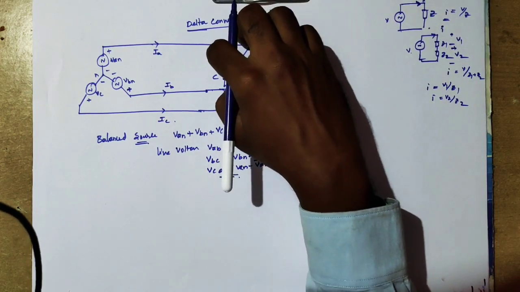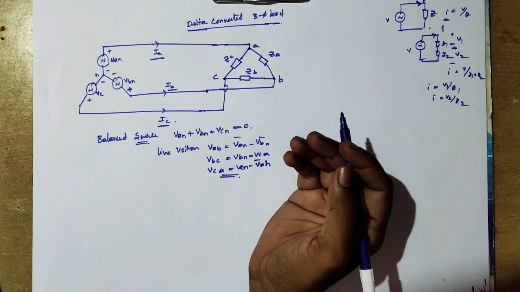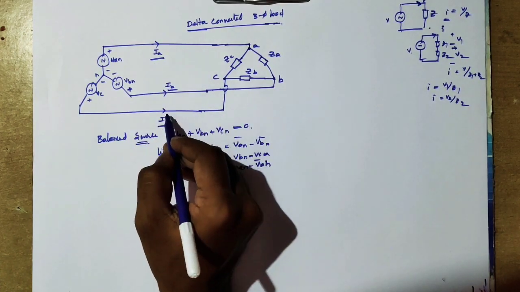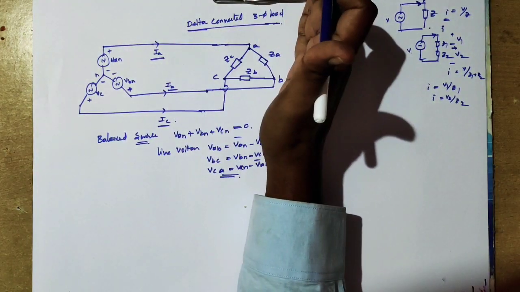What are the currents this load is drawing? The line currents IA, IB, and IC. So we need to find IA, IB, IC. What are the line currents? This is the source side and this is the load side.